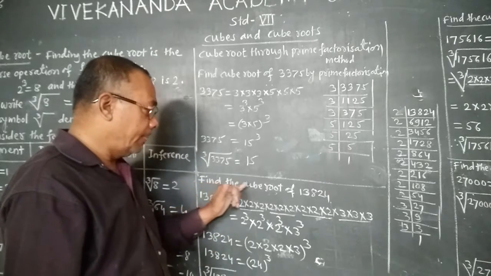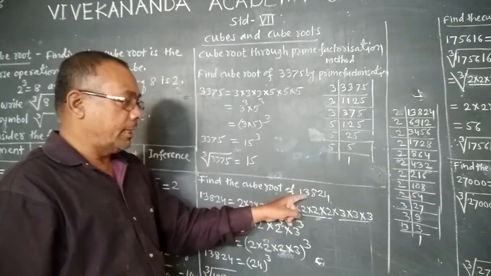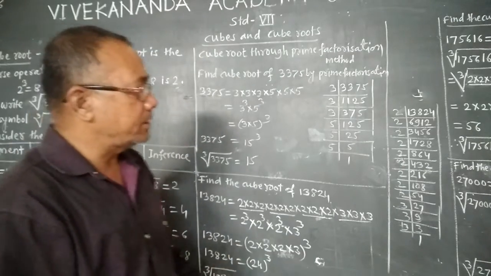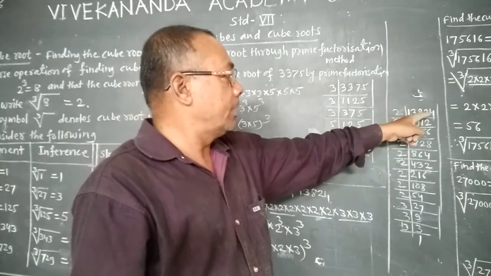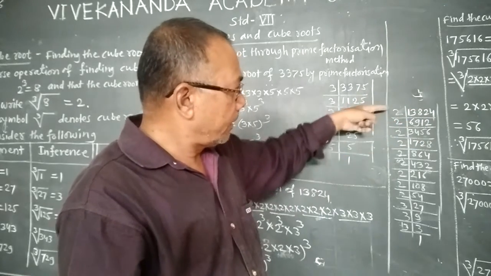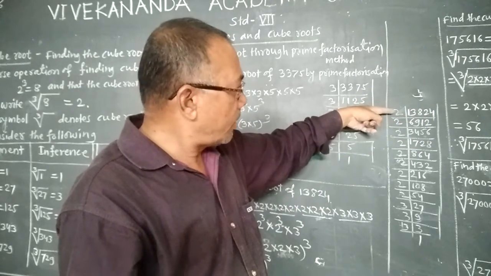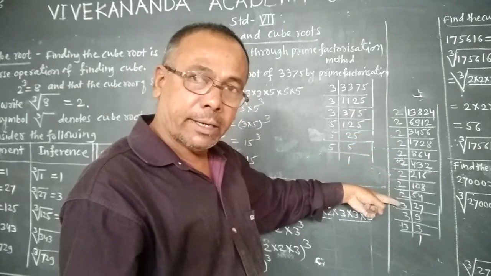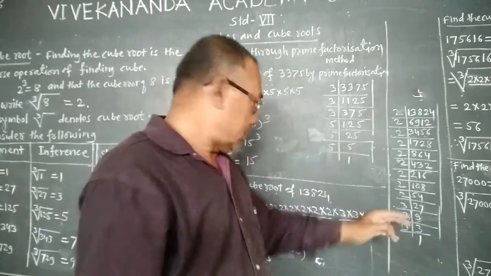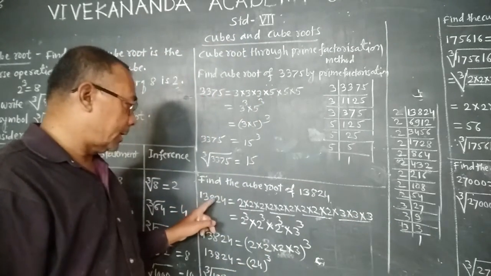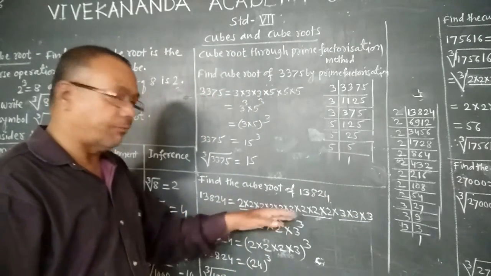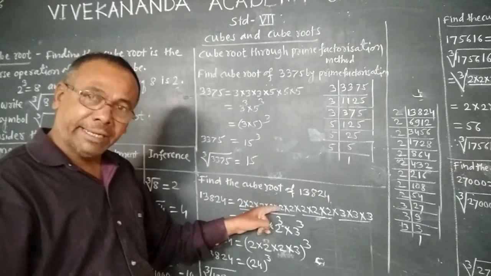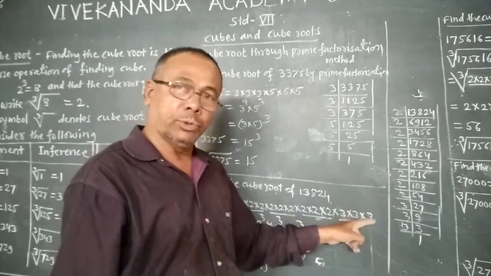Now find the cube root of 13,824. Here if we factorize 13,824, we get 2 nine times and 3 three times. Now 13,824 can be written in factorization form as 2 into 2 into 2 into 2 into 2 nine times, into 3 into 3 into 3.